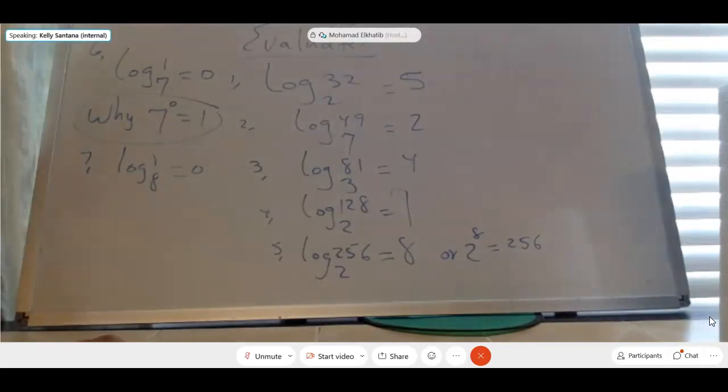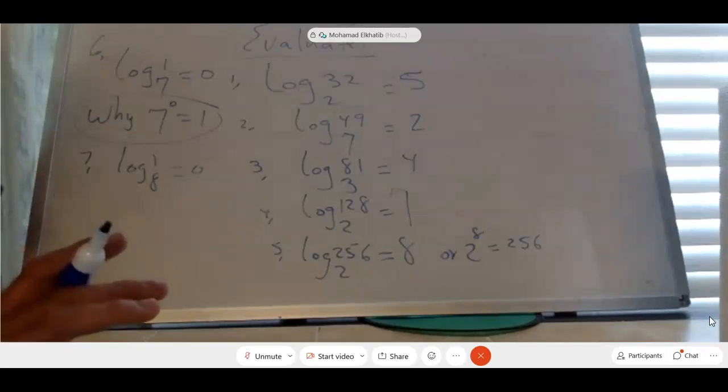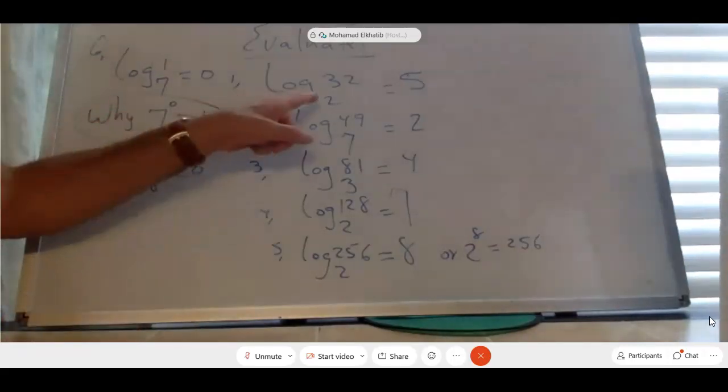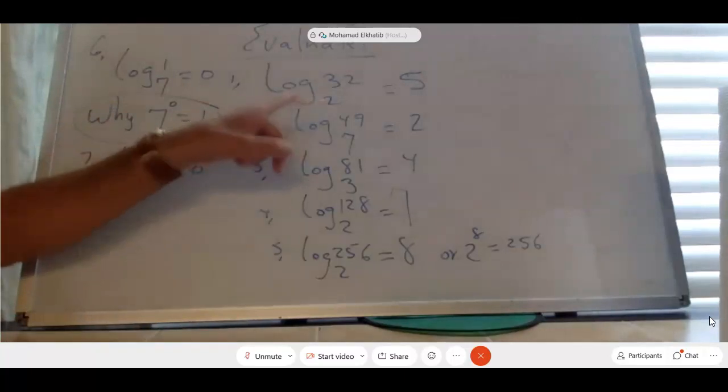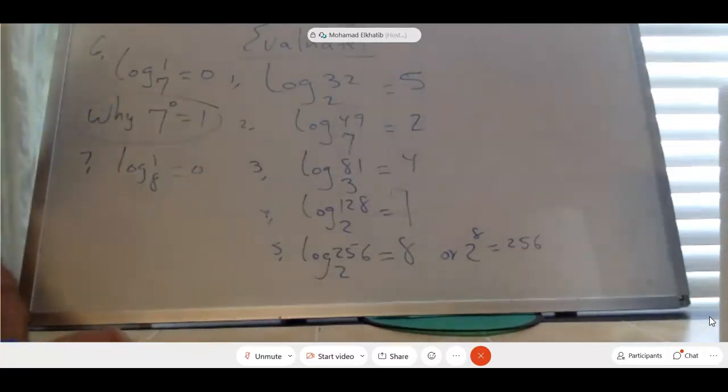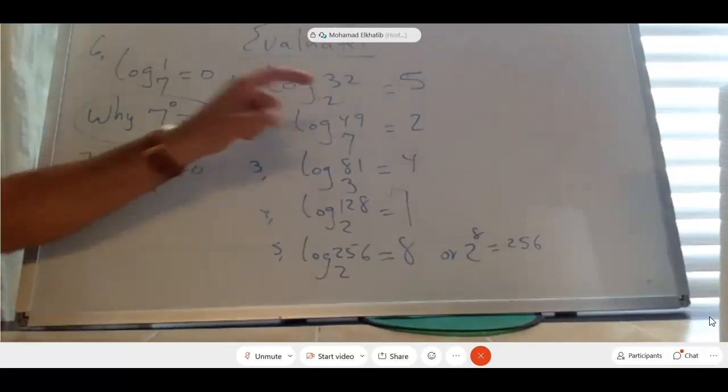Yes. Now, I want to warn you. If you use the log on your calculator, your calculator only gives you log that has base 10, not 2. So if you go to your calculator right now and press log 32, you don't get 5. Why? Because the calculator only gives you base 10. When you take business classes, science classes, 99% of the formulas have base 10, not base 2.